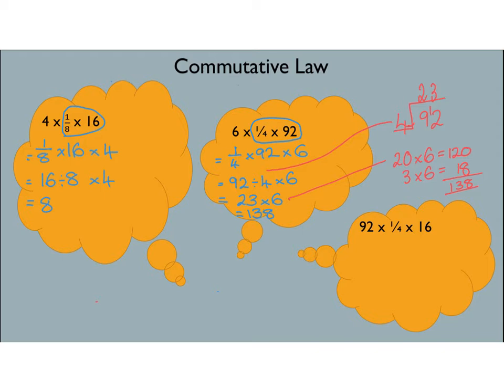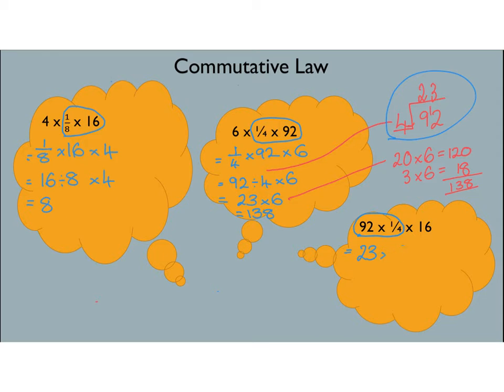Right, for the last one here, I could work out a quarter of 92. That's fine, because we've already got the answer to that. If we did that, what was it again? A quarter of 92 was 23, and then times it by 16. Now, I've been teaching a long time and I know that a lot of people make mistakes with 23 times 16. So I'm going to see if we can do this another way where we don't have a 2-digit times a 2-digit.